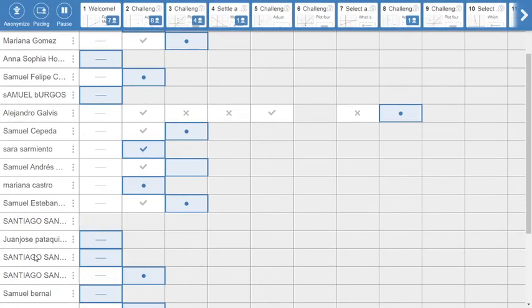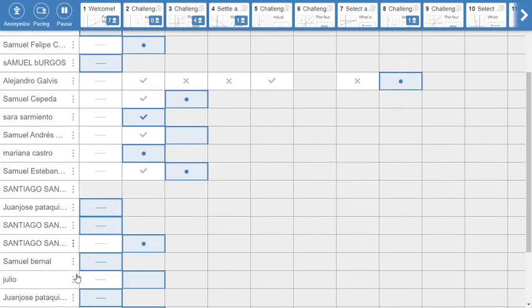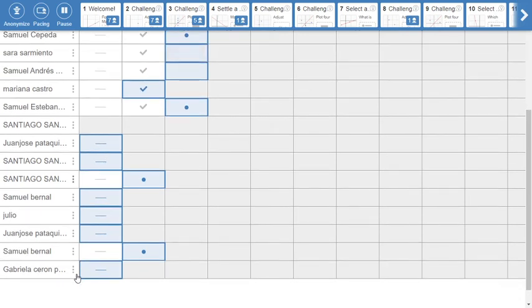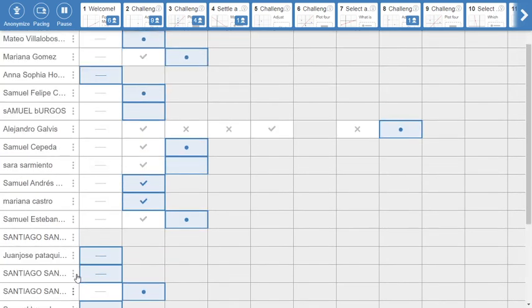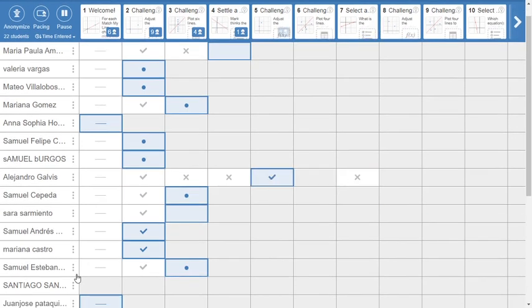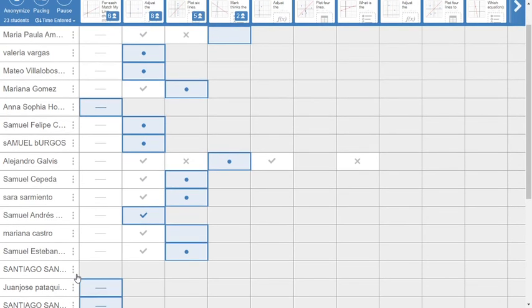Santi, are you in 2 times? You have to choose Sami Bernal. Julio, very good. Juanjo Pataquiva. Samuel Bernal. Gabriela Serrón, excellent, very good. Maria Paula has 1, excellent. Alejandro Galvis has 2 right and 3 wrong. Okay, excellent Andres, excellent Sarmiento, very very good.